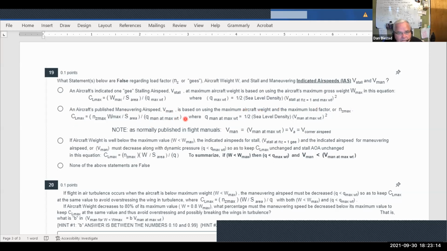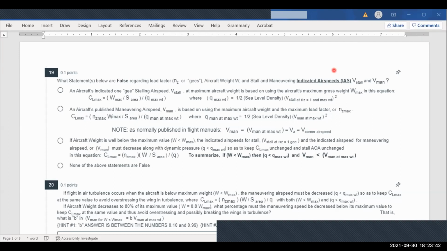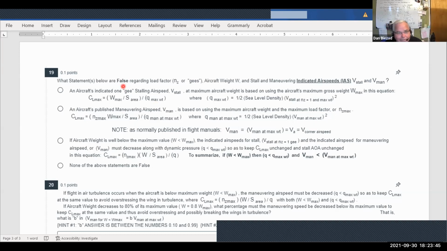Oh, no, that's just a statement of fact. So what's to understand there? You either agree or disagree with that statement. As normally published in flight manuals, the maneuvering speed is the maneuvering speed at maximum weight, or VA, or corner. Do you see a problem with anything in there? I mean, it's a statement of fact. So I either said that in class or I didn't. Yeah, I guess there wouldn't be an issue with that. Okay, there's nothing to figure out there. It's either true or false. You might have to go back and look at my notes to see what I said.